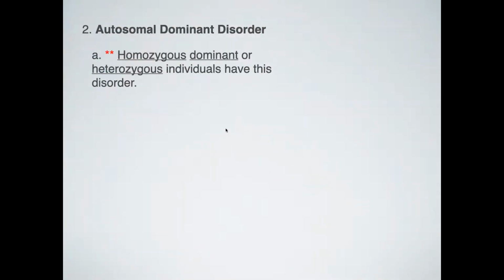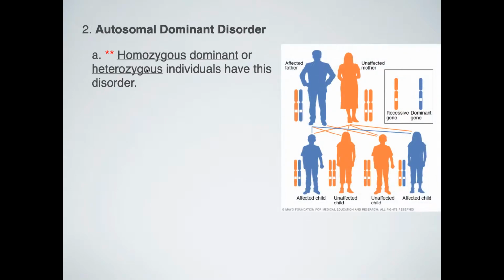Well, we have autosomal dominant disorders. And that means that all it takes is a single capital letter to have the disorder. And so homozygous dominant or heterozygous individuals have this disorder. There are no such things as being carriers of autosomal dominant disorders. Either you have it or you don't.